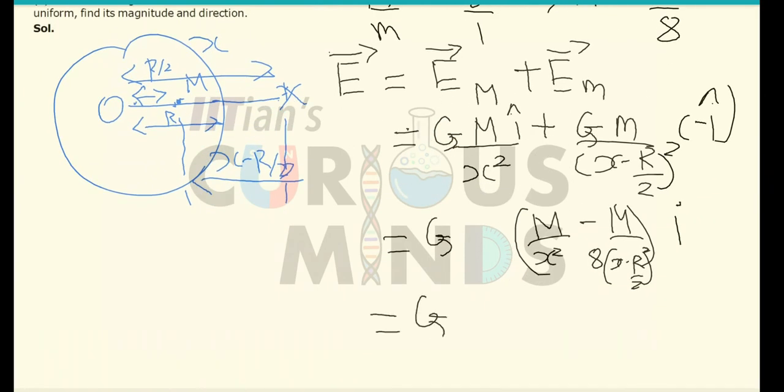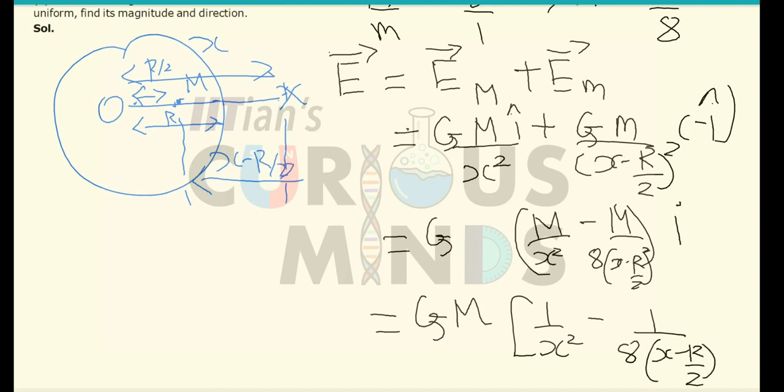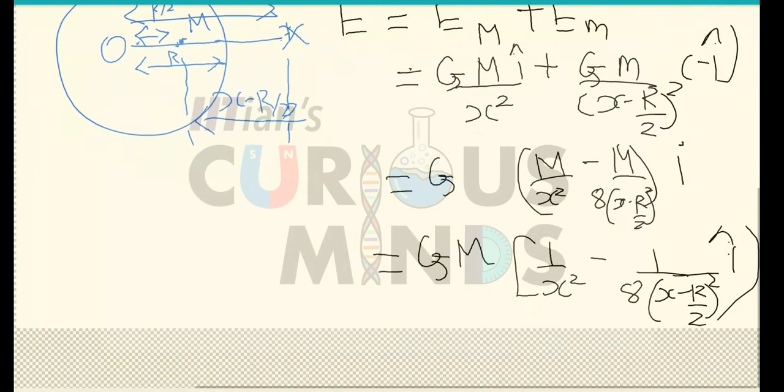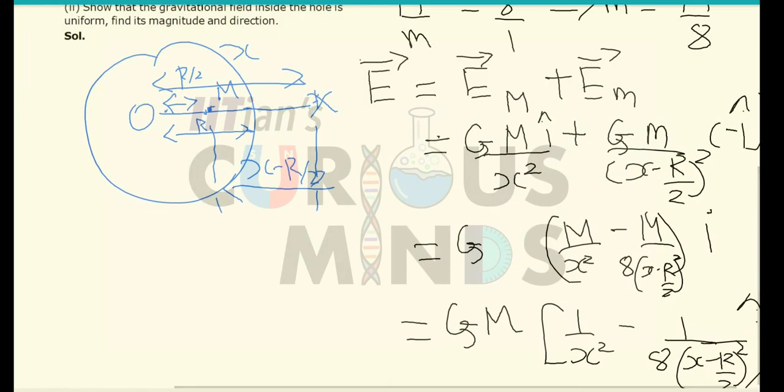It will be equal to Gm into 1 by x square minus 1 by 8 into x minus r by 2 the whole square into I cap over here. Now the final answer, if you want the final answer, nothing is given in terms of capital M.